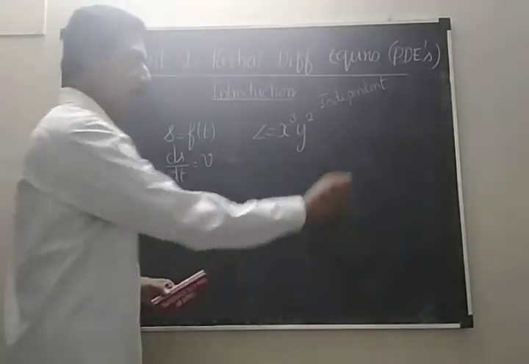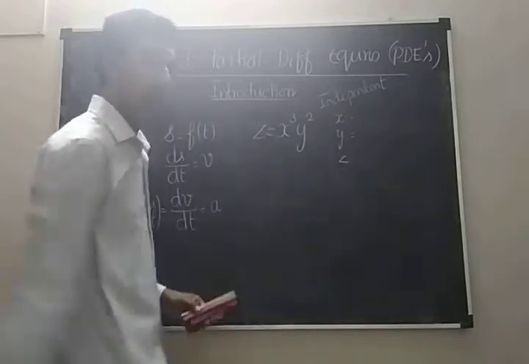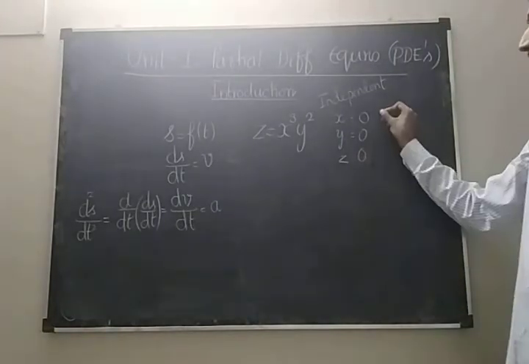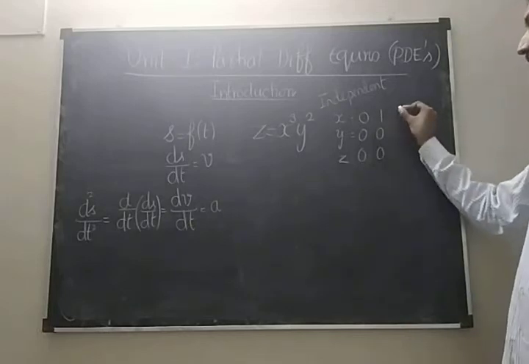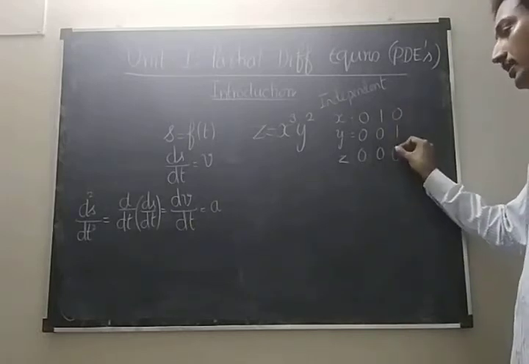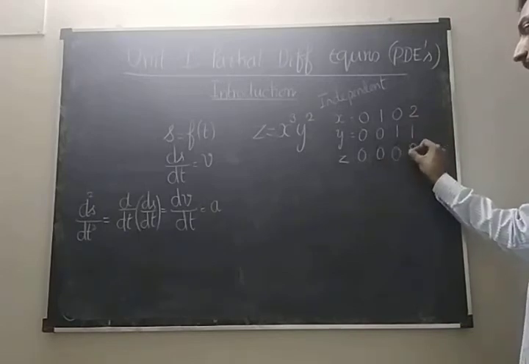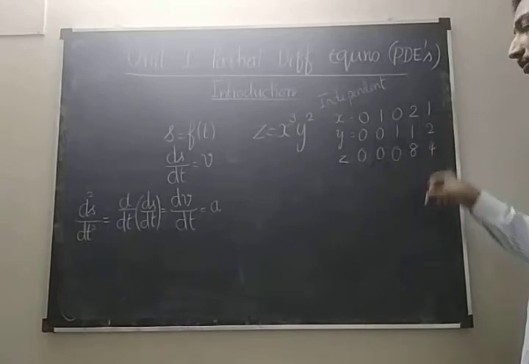Let us see. If I substitute x, y values, what's the corresponding z value? If I assume that x is equal to 0, y is equal to 0, z is also 0. Suppose x is equal to 1, y equal to 0, once again it is 0. Suppose x is equal to 0, y is equal to 1, once again it is 0. Suppose x is equal to 2, y is equal to 1, that is 2 cubed, 8. Suppose x is 1, y is 2, then 2 squared is 4.